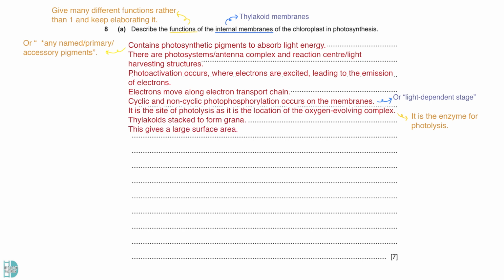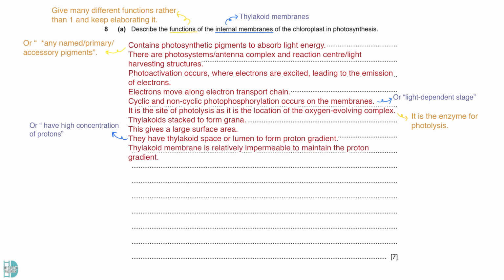Thylakoids are stacked to form grana to give a large surface area. The space inside is called the thylakoid space or lumen, which allows the formation of the proton gradient. It is relatively impermeable to protons and hence can maintain the proton gradient. You can also find ATP synthase on the membrane. Their function is to make ATP by chemiosmosis.